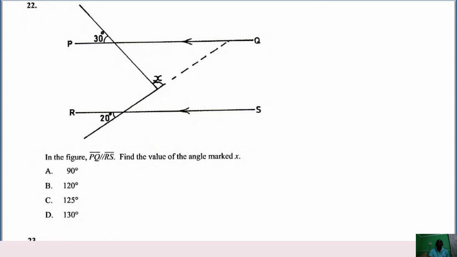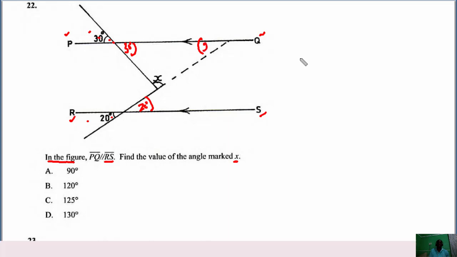We are on question 22. Under question 22, it said that in the figure, PQ is parallel to RS. We have to find the value of angle marked X. So this is vertically opposite, so here will be 20 degrees. This is vertically opposite. Here will be what? 30 degrees. And note that this side is alternate to this side.